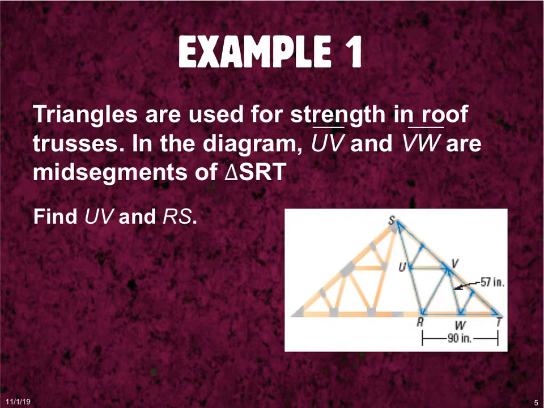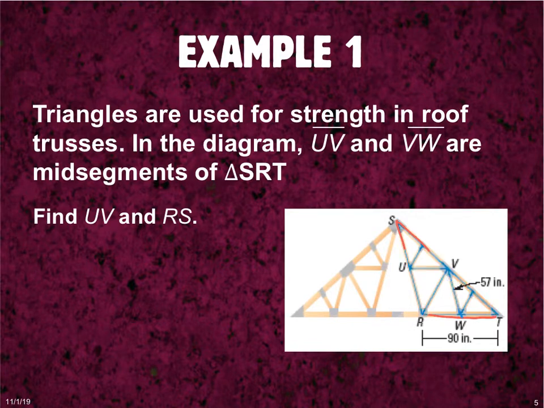So here, this is a real world application, and it says that triangles are used for strength in roof trusses. In the diagram, the triangle they're referring to in the figure is this one over here. The figure is telling me that UV is a mid-segment and also VW. These are 2 mid-segments. Now, they want us to find the length of 2 other segments. They want us to find UV and RS.